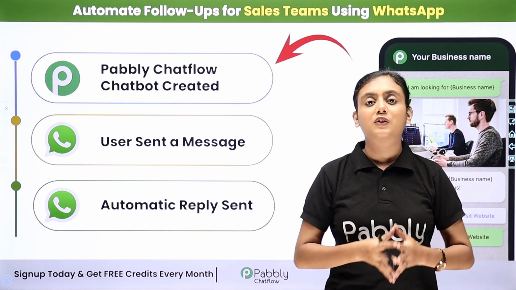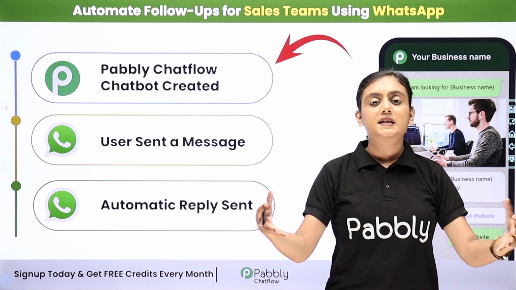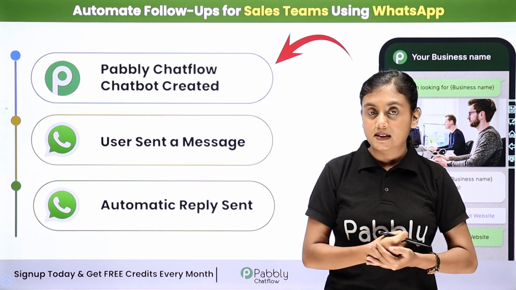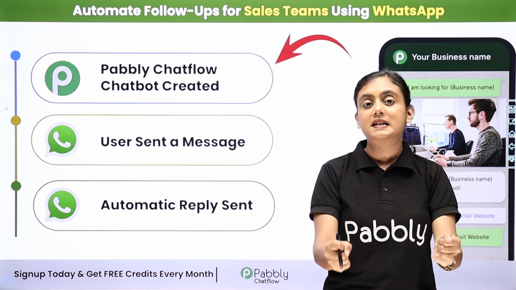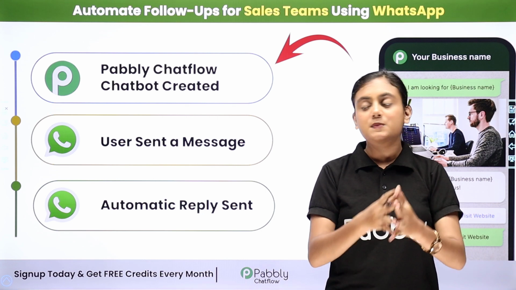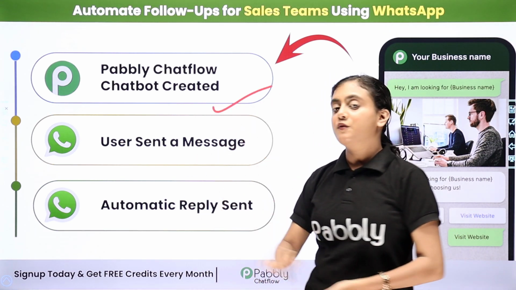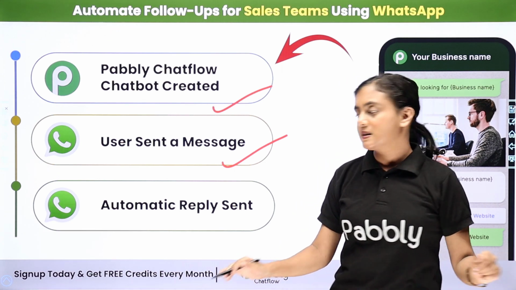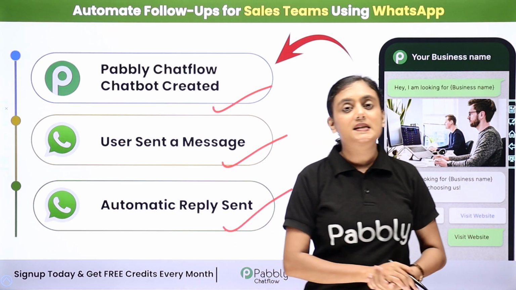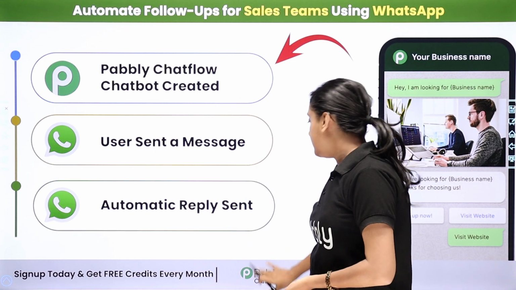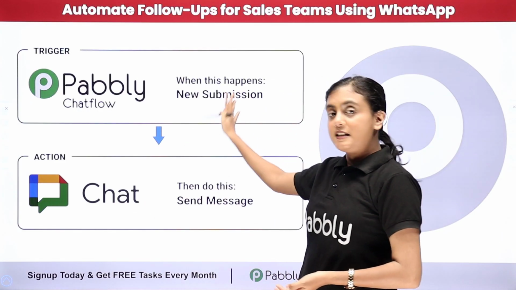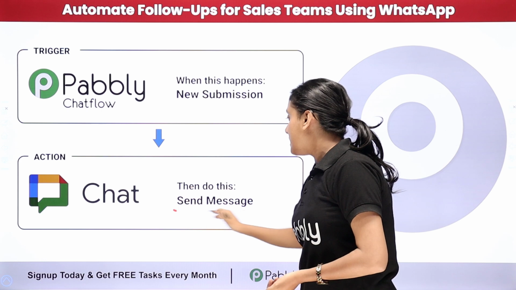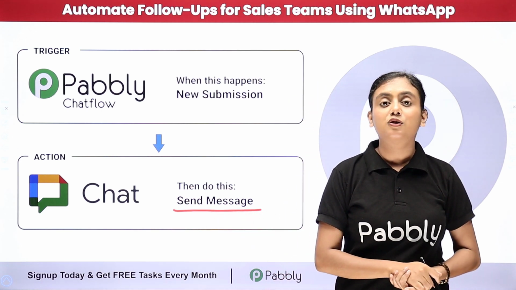So I'll show you how this bot is going to work. This bot is going to collect the data from the lead automatically and is going to notify my sales team as well. So how this bot will work is that as soon as I've created this bot, I will receive any of the inquiries from my leads on WhatsApp. Automatically this bot is going to send a reply to them. Not only that, this bot is going to collect the data from the lead and send it towards my sales team as a notification on Google Chat.